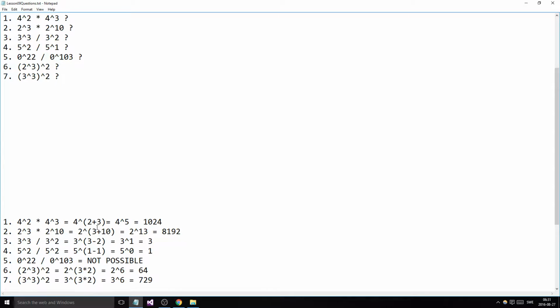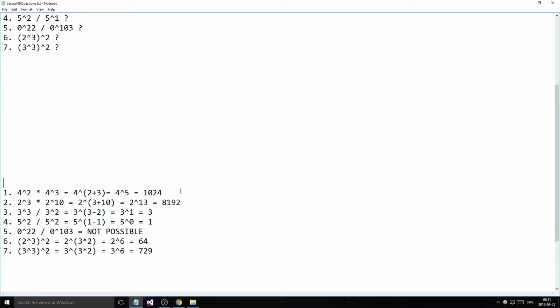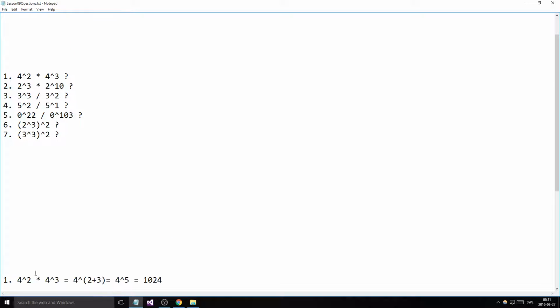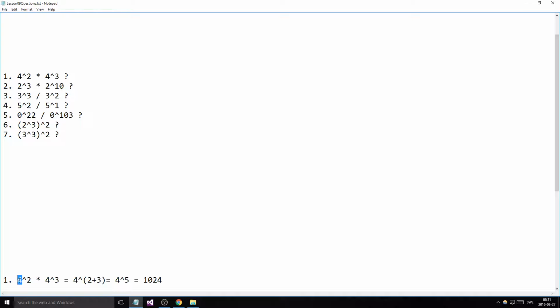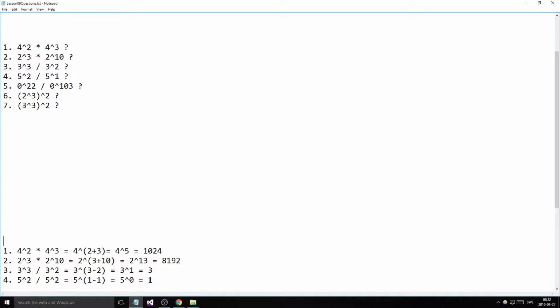Now the rules are very basic, right? Like I said in the tutorial. Hopefully you watched the tutorial before you did this. So the first one is 4 to the power 2 multiplied by 4 to the power 3. Now what you do is when you have the same base in two exponentiations and you're multiplying them, you can straight up just go ahead and do this. Just plus or add the exponents together, and then you have a new exponentiation which you can calculate. Much easier and much better as well.